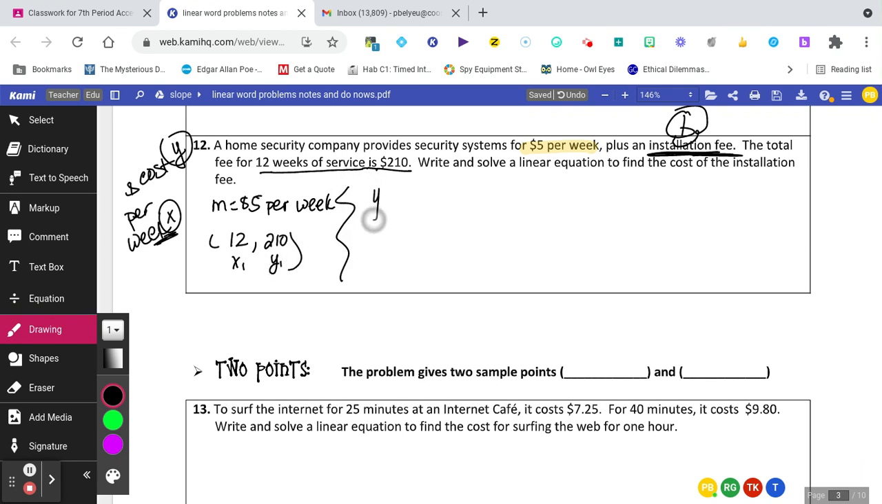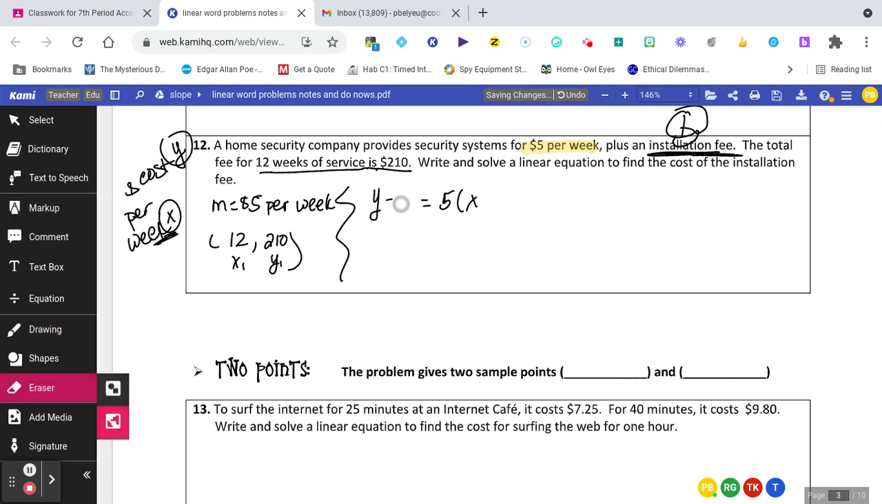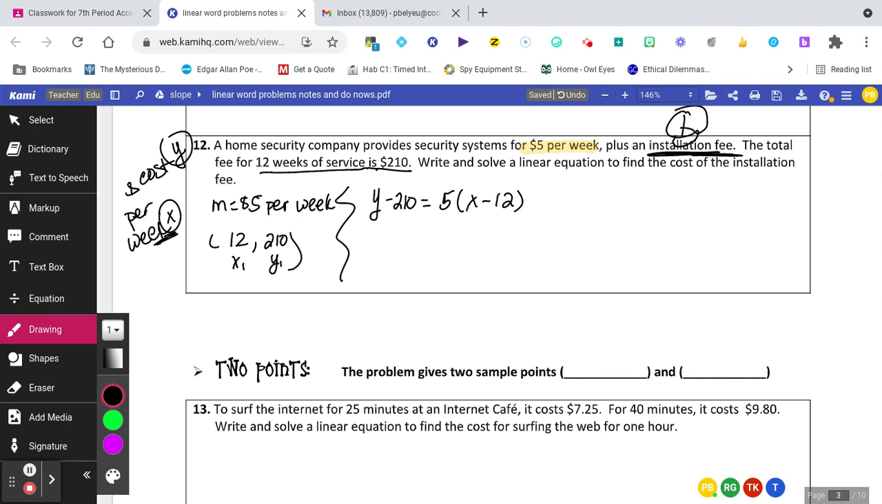So I just write the equation y minus 12 equals 5 times x. And it's not y minus 12, it's y minus 210. Sorry. Equals 5 times x minus 12. So you have y minus 210 equals 5x minus 60. You're going to add 210 to both sides. So y equals 5x plus 150. Okay, so this is the equation.